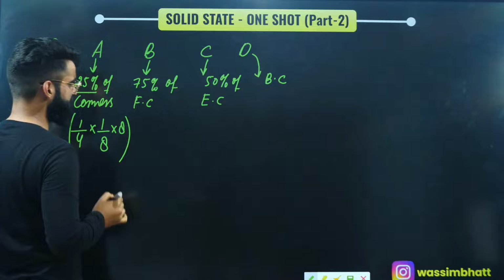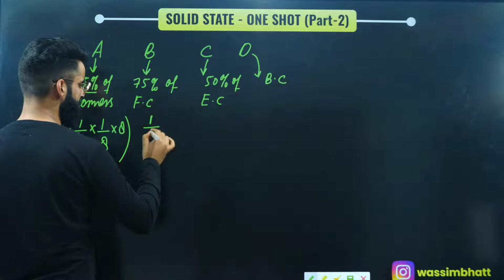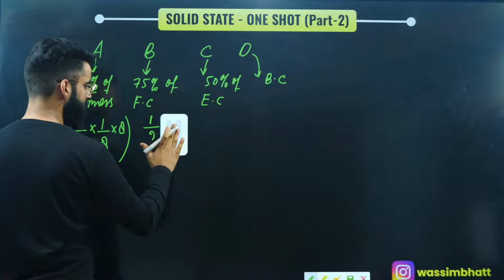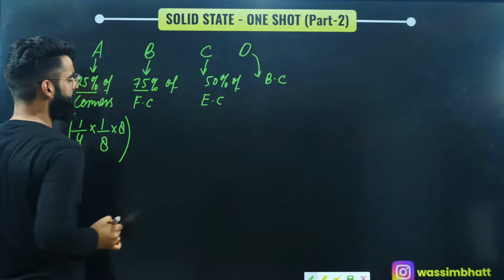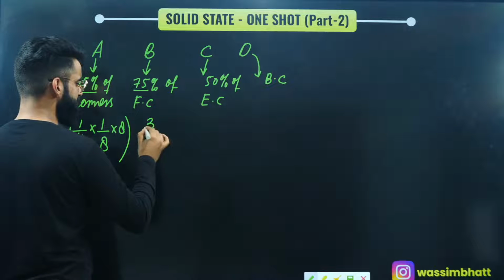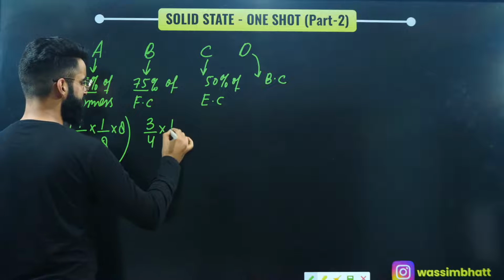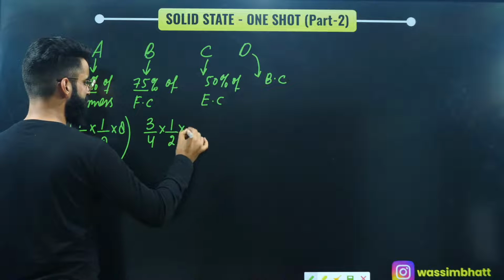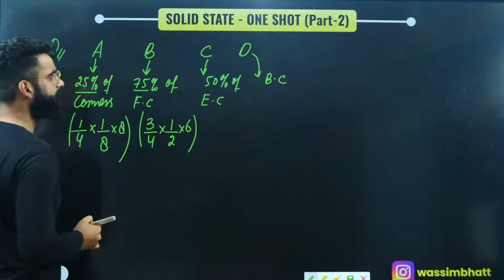B particles are present at the face centers. Contribution of the face-centered particle is 1/2. Sorry, B particles are present at 75% of face centers. 75% means 3/4. Contribution of the face-centered particle is 1/2. Total there are 6 face-centered particles, right?